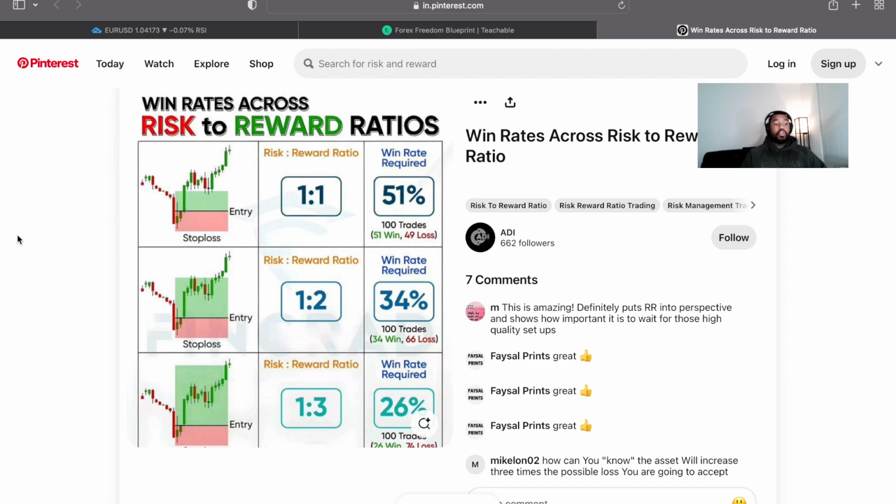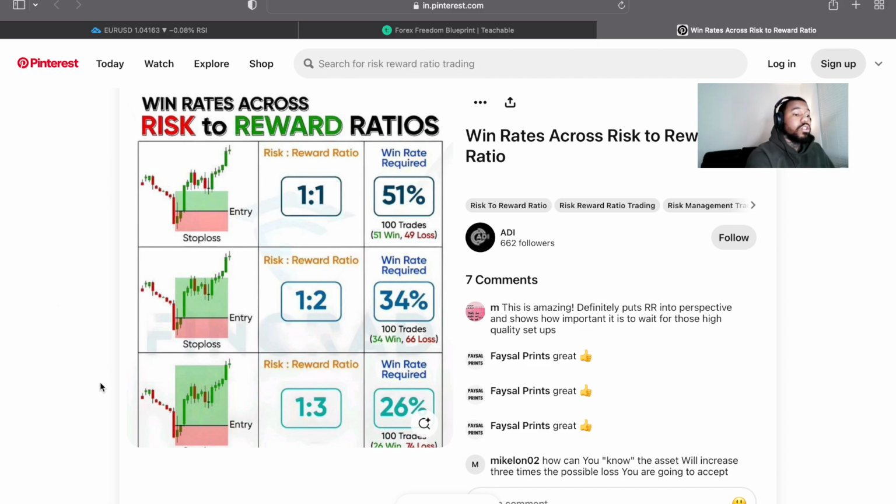Now with the 1-to-2 risk to reward, you can have a 34% win rate and still be profitable, because for every one win, you're making double what you lose on a loss. So say for instance, you lose $10 on your trade and you lose $10 twice. You lost and you lost. You're down 20. Well, that one win will automatically put you at break even, and another win will automatically put you up 20. So if you have 2 wins and 2 losses, you will be up $20 if you're going for a risk to reward of 1-to-2.